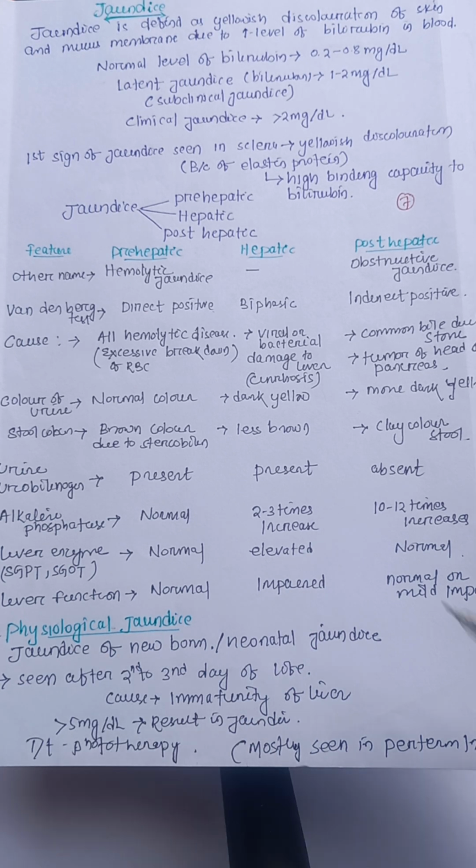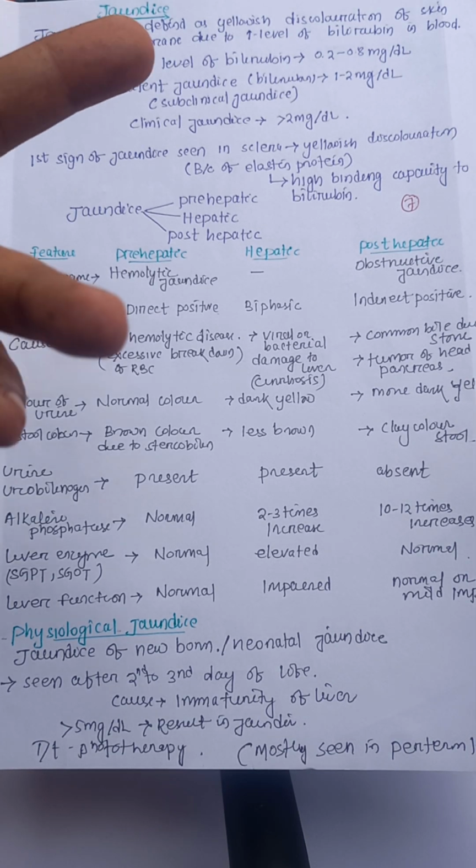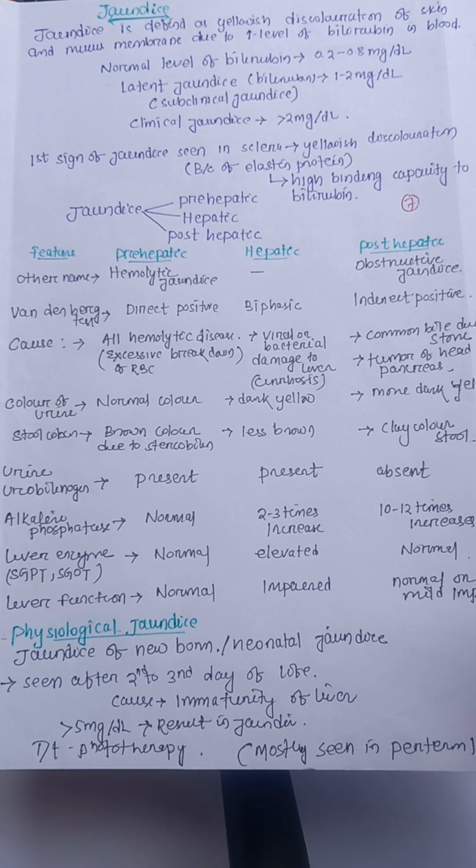Okay, stool color: brown due to stercobilin in pre-hepatic, less brown in hepatic, and clay color in post-hepatic. Here with the clay color there is obstruction, so no bilirubin comes to the intestine. If it does not come to the intestine, how will it go to the feces? That's why there will be clay-colored stool in post-hepatic jaundice.